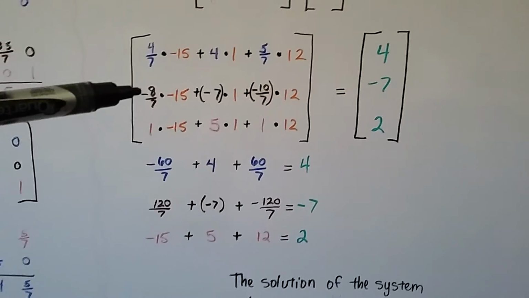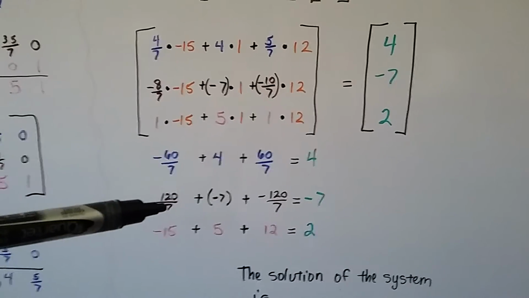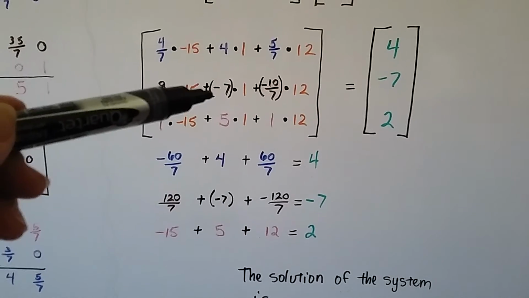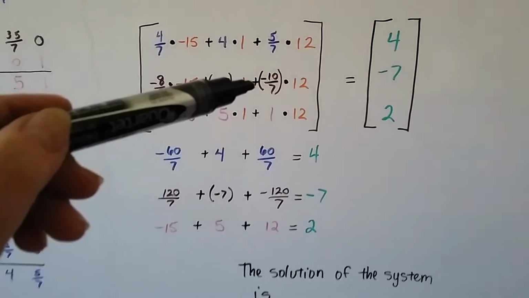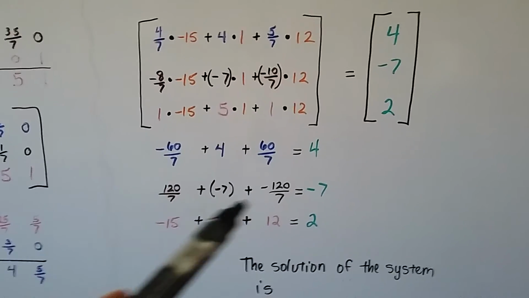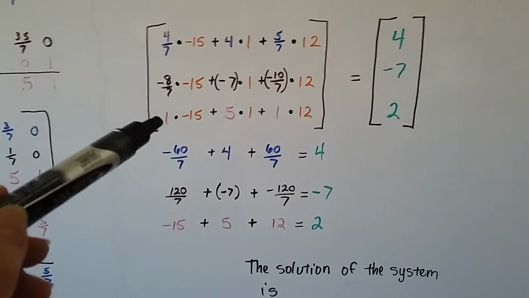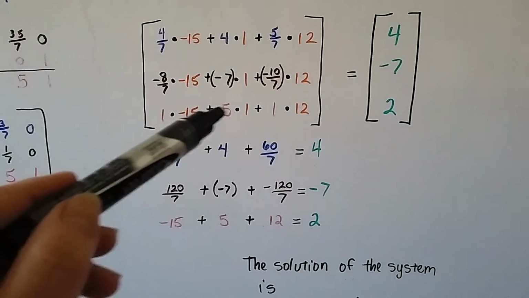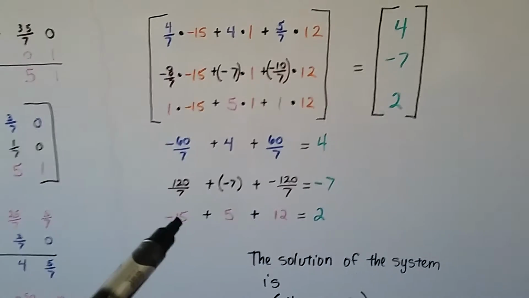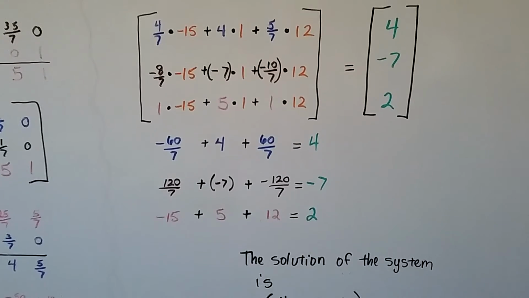And this negative 8/7 times negative 15 is going to give us 120 over 7. Plus a negative 7 plus a negative 120 over 7. These two make a 0 pair, additive inverses, so we just have the negative 7. Then we have a negative 15 plus a 5 plus a 12. Well, negative 15 plus 5 is a negative 10. We add 12 to it, we have a positive 2.